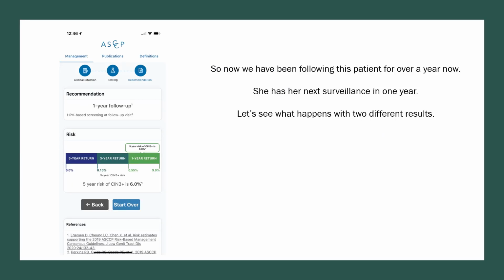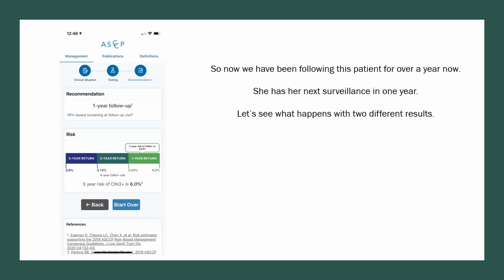And so these are the recommendations for that follow-up cytology and HPV. So we've been following this patient for over a year now. She has her next surveillance recommended in 1 year. And again, you see that in this case, instead of having a management percentage that comes up, it's the risk and the surveillance. So her 5-year risk of CIN3 is 6%. Since that's greater than 0.55% but less than 9%, she comes back in 1 year for follow-up.